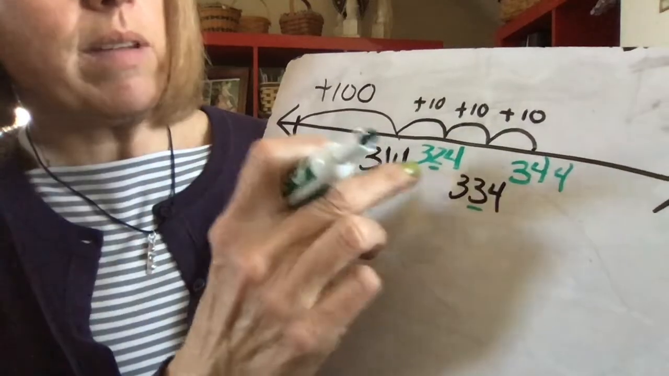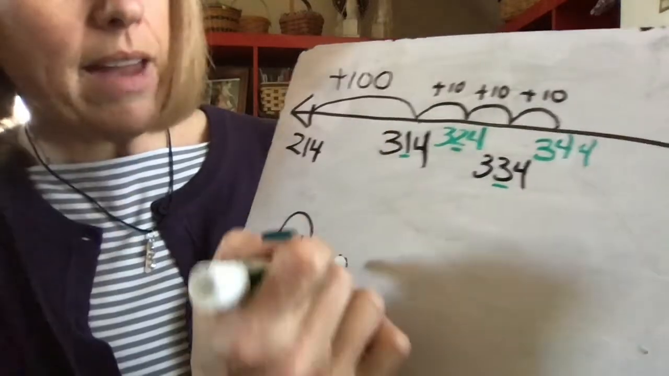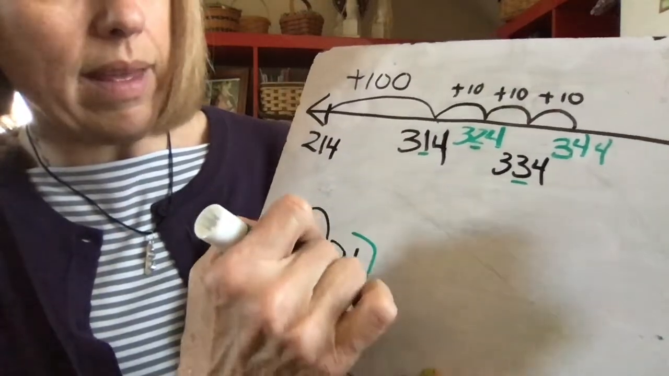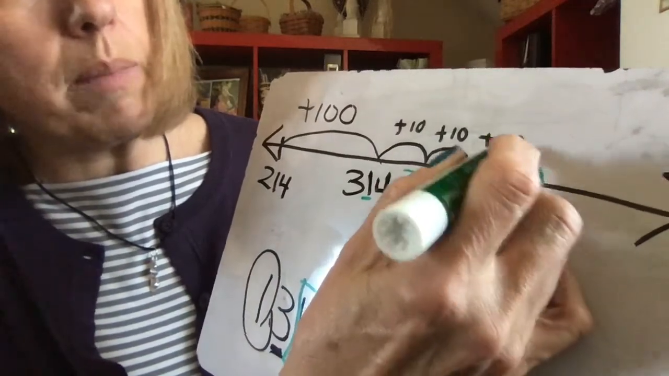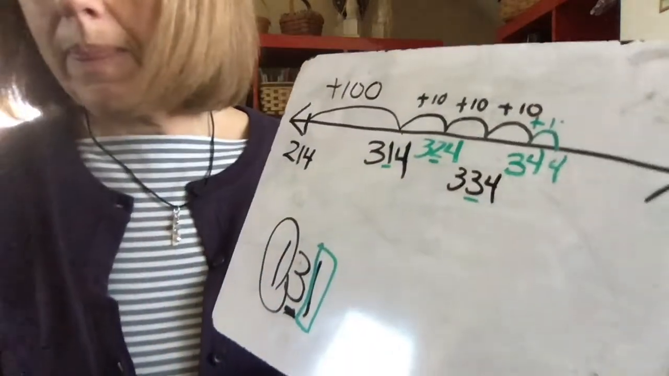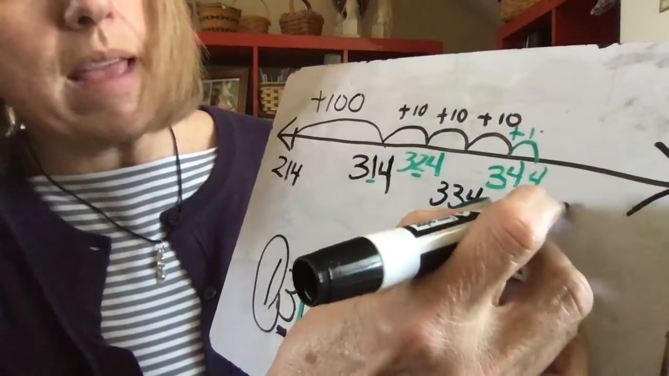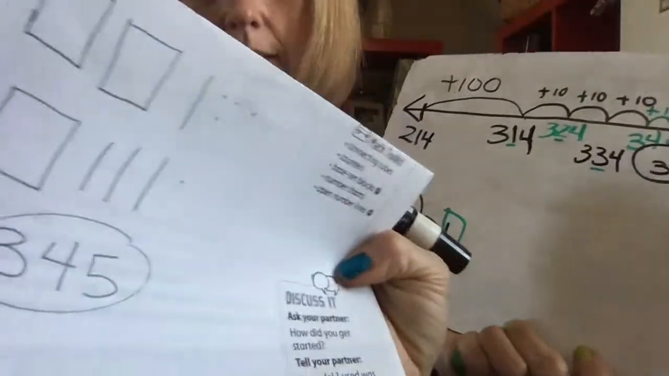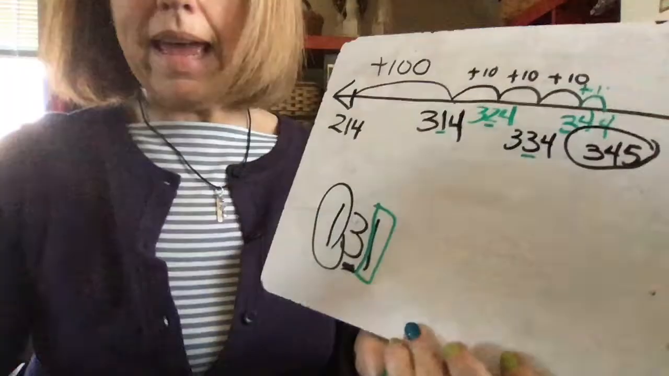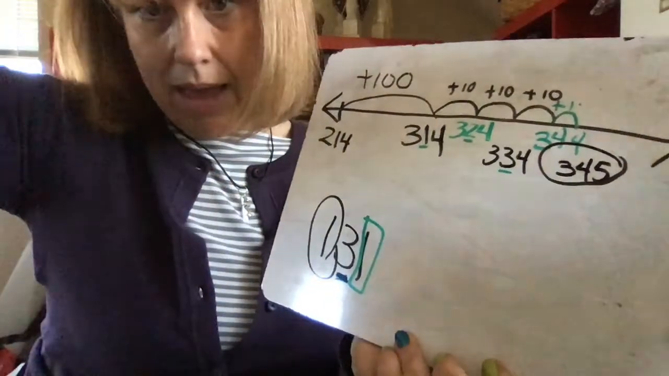So 314, 24, 34, 44. And then I just have 1 1 is left. So I just need one little chunk plus 1 hop. And then my final answer is 345. Same answer I got this way, and the same answer I got when I added it up and down in the columns, right? Okay, 3 different ways to do our work.